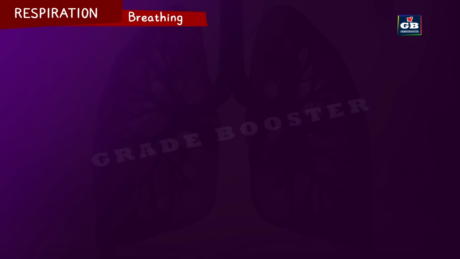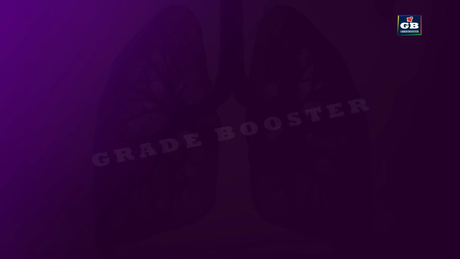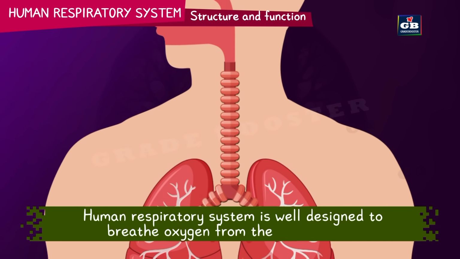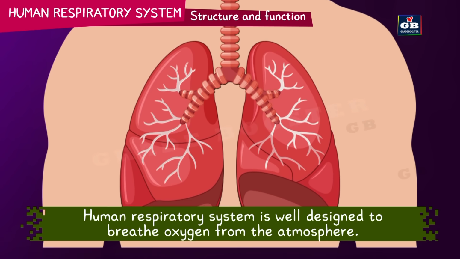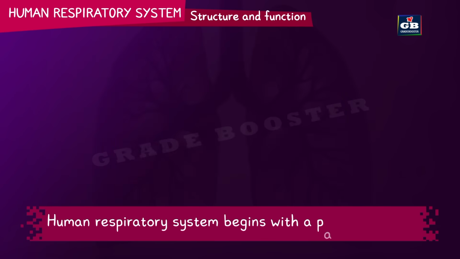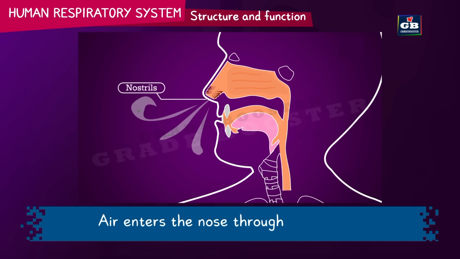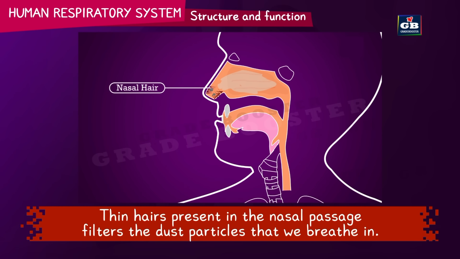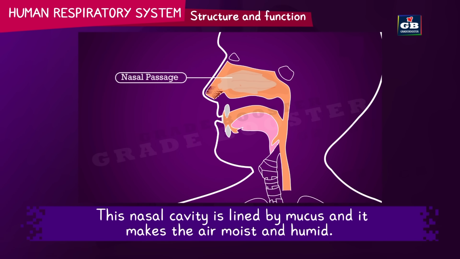Let us see. Human respiratory system, structure and function. The human respiratory system is well designed to breathe oxygen from the atmosphere. It begins with a pair of nostrils. Air enters the nose through these nostrils. Thin hairs present in the nasal passage filter the dust particles that we breathe in. The nasal cavity is lined by mucus and it makes the air moist and humid.